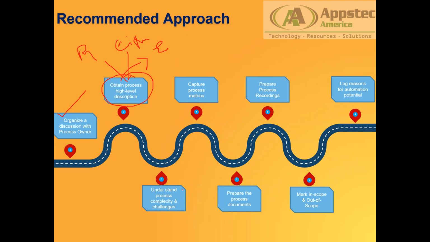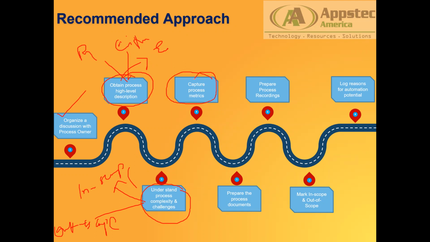Step 3 is to understand the process complexity and challenges. As we already learned in RPA, how do we do a complexity analysis? What could be the challenges that I have? That means what is going to be in scope for me, and what is going to be out of scope for me. All these things I need to understand. Correct? Then in step 4, capture the process metrics.